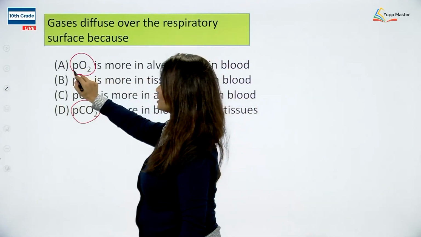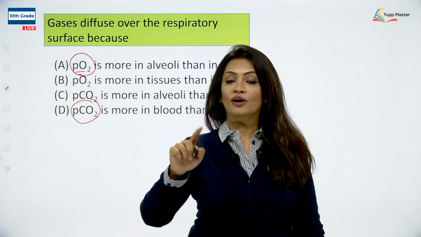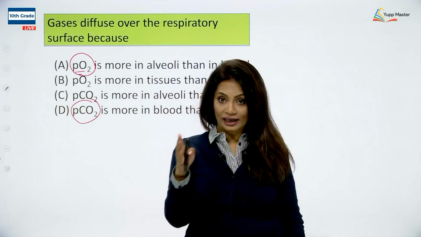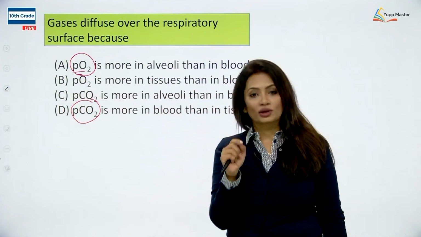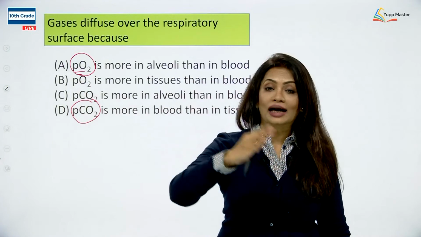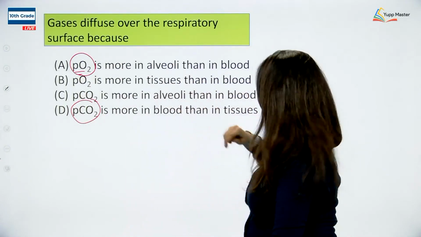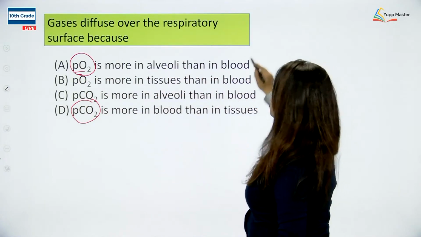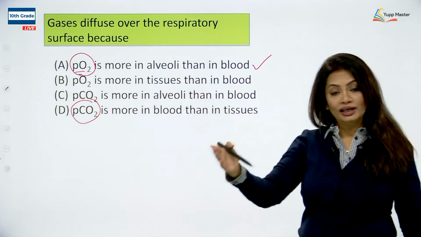So what is actually going to be diffusing? Look here, they're talking about oxygen. Now when we talk about oxygen at the respiratory surface, from where to where does it go? Doesn't that oxygen travel from the alveoli into the blood? Yes, so the partial pressure of oxygen in the alveoli has to be greater than that in the blood so that oxygen can travel from alveoli to blood. So what's written here? The partial pressure of oxygen is more in alveoli than in blood, which is correct because that is what will cause it to go from alveoli to blood.